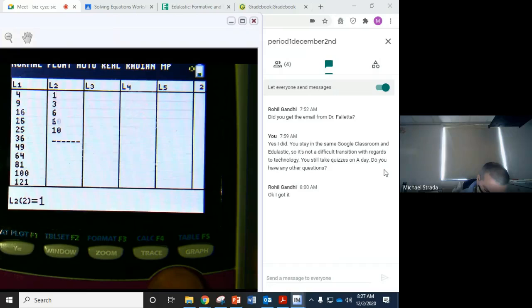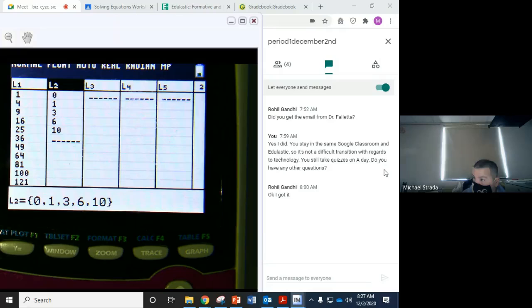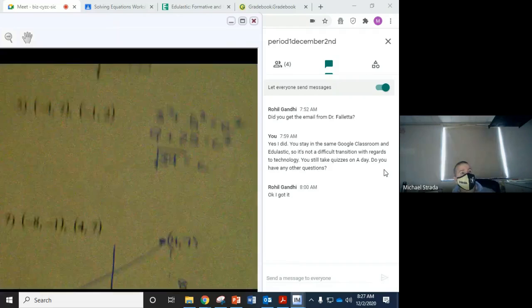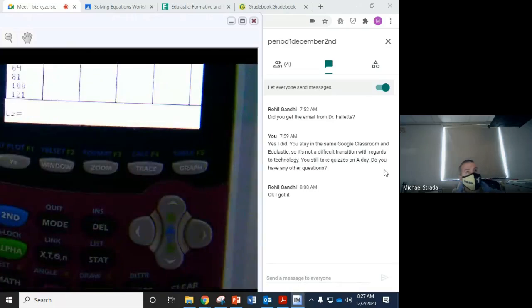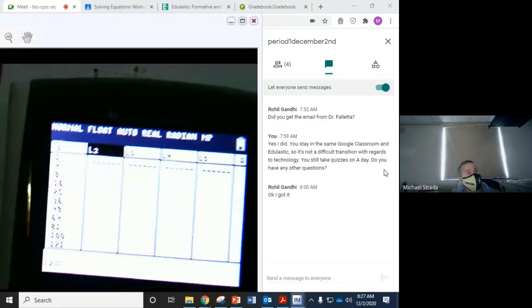So now you go to the very top of L2. Now please realize that is not the top of L2. That is the top of L2 when it's highlighted. Clear it out. And all I do is take the number I'm trying to simplify, in this case, 208, and I want to divide by everything in that list.